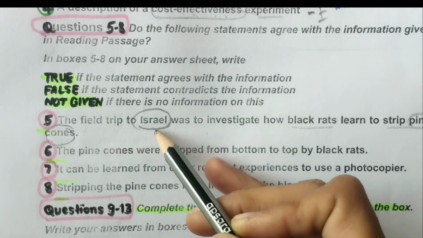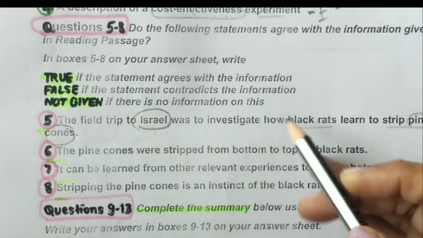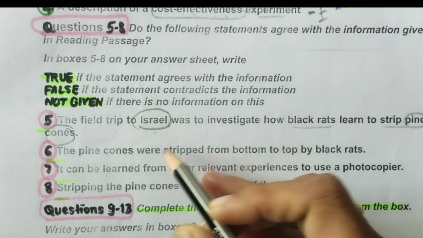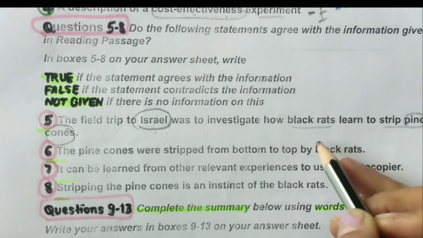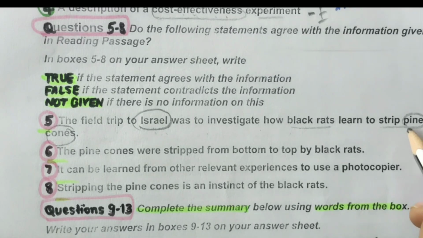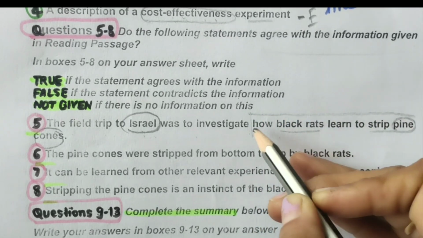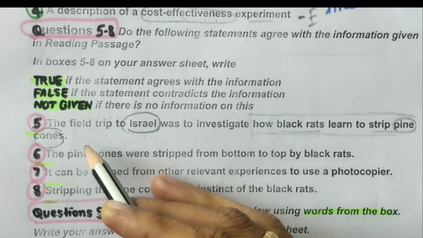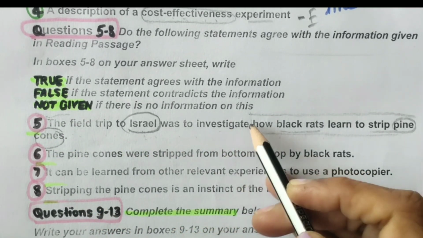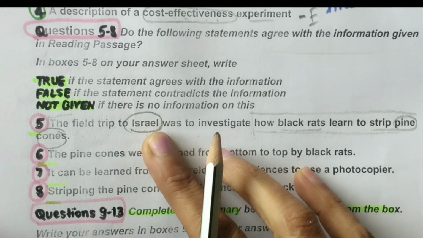If instead of Israel they are talking about some other country, then it will be false. And if instead of black rats some other animal name is there learning to strip pine cones, then it will be false. And if instead of stripping pine cones some other fruit name is there, then of course it will be false. And if they are not talking about how black rats learn to strip pine cones, then not given. And if they are not talking about the field trip to Israel being to investigate how, then again it will be not given. Okay, so we know where they were talking about Israel.